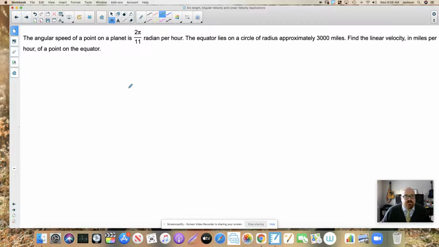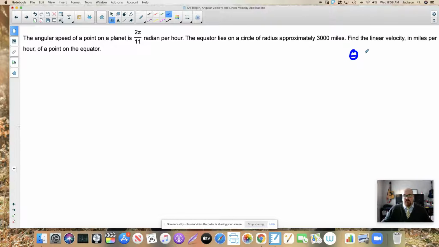All right, here's a problem that's asking us to find linear velocity. And so some of these problems, these quote unquote application or word problems, you've got to understand what you're solving for, right? We have quite a few formulas, if you think about it. They're not complex formulas, right? But we have quite a few.